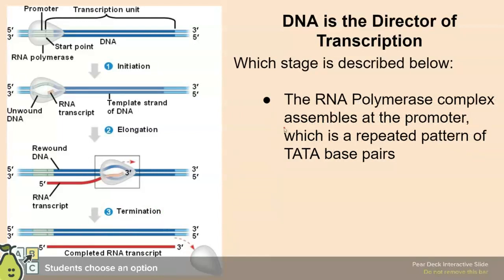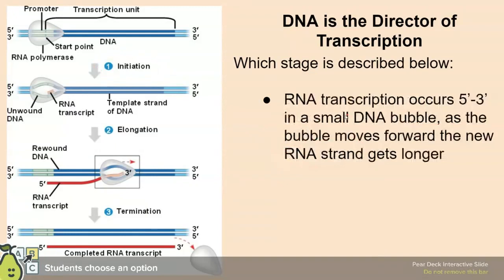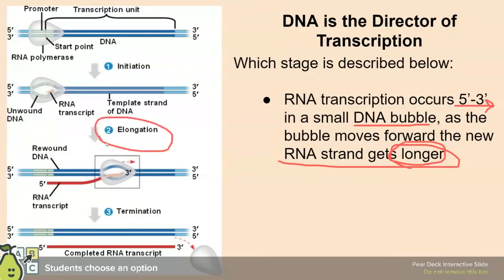This one says the RNA complex assembles at the promoter, which is usually called the TATA box. So is this going to be initiation, elongation, or termination? Well, since it assembles at a promoter, I'm going to call it step 1, initiation. This one says RNA transcription occurs in the 5' to 3' direction and inside of a DNA bubble, and it moves forward. The new RNA strand gets longer, so this must be step 2, elongation.